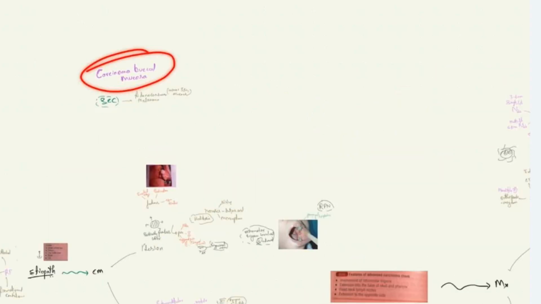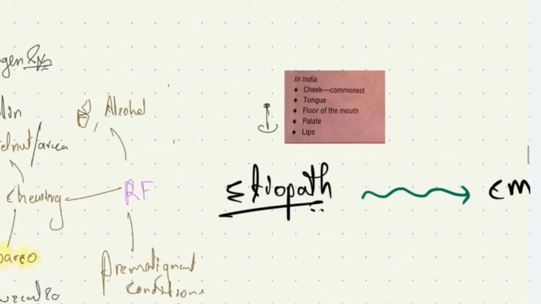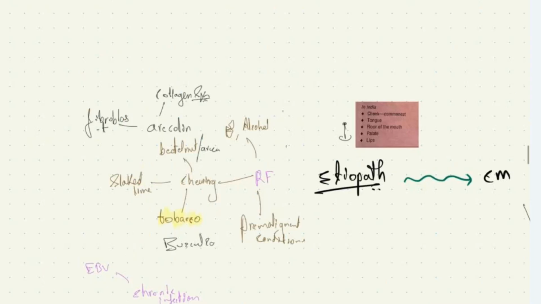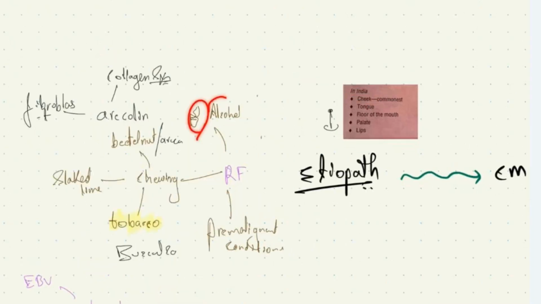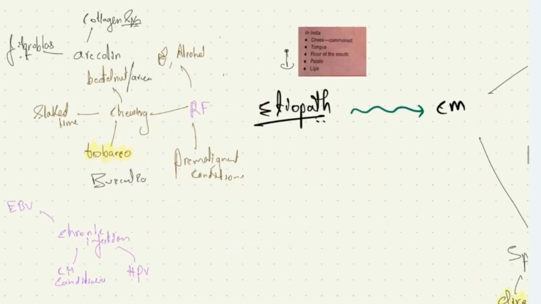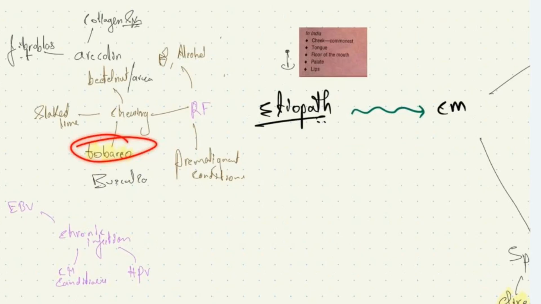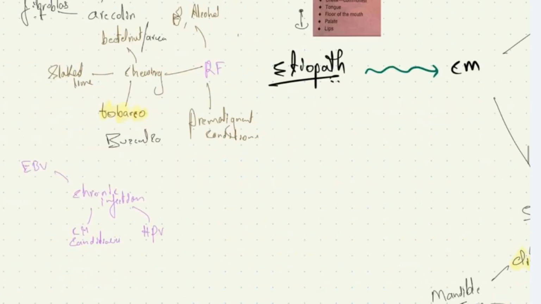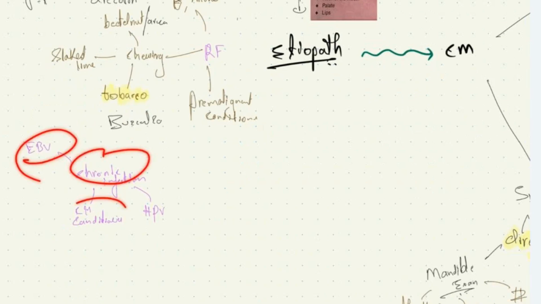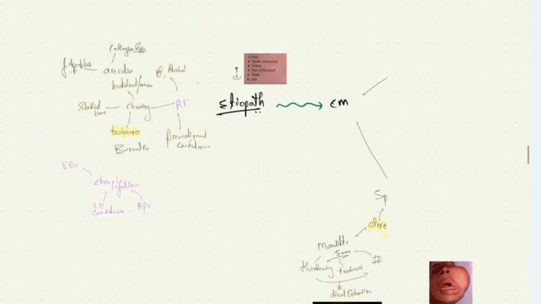To summarize, we saw the etiopathophysiology of buccal mucosal carcinoma, which is most commonly seen in the cheek. Alcohol and smoking are the associated risk factors. Chewing betel nut, arecanut, flake lime, and tobacco, with tobacco being the highest risk for carcinoma. Pre-malignant conditions like leukoplakia, erythroplakia, and oral submucosal fibrosis are risk factors for buccal carcinoma. Chronic infection with Epstein-Barr virus, candidiasis, and HPV has also been associated with buccal carcinoma.